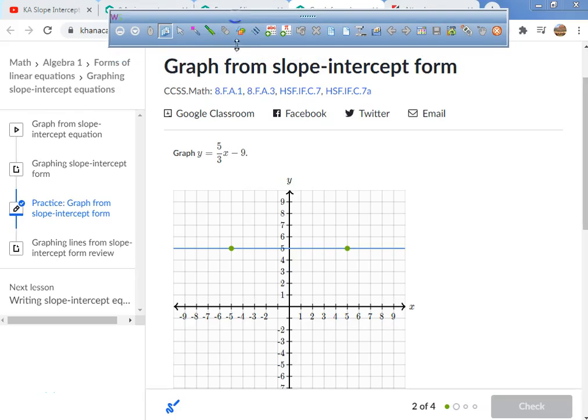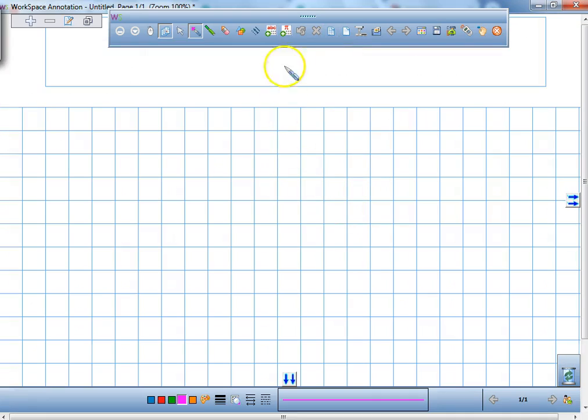All right, in this video, we're going to learn how to graph from slope-intercept form. This is going to be very, very easy. All you have to do is get some graph paper. I'll show you how to do it, then I'll show you how to do it on Khan Academy, so you know how to do it by hand and on the website.